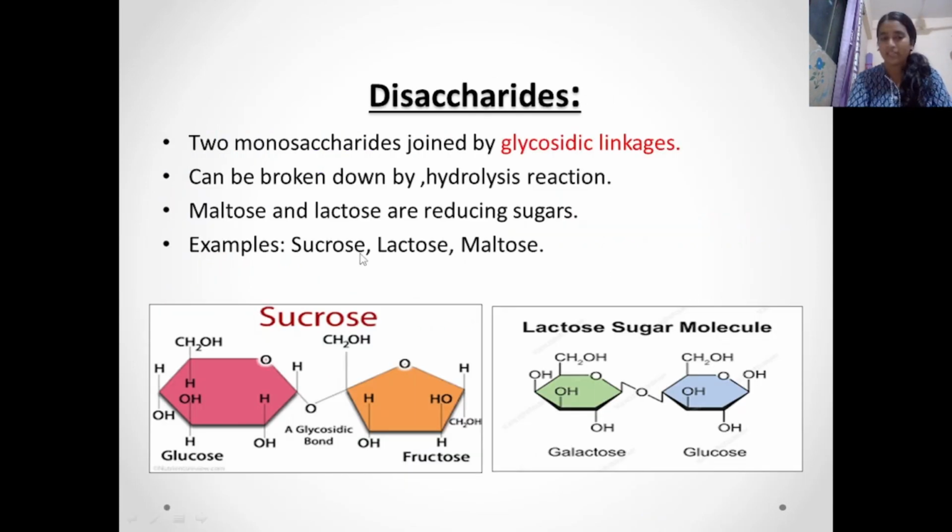Then we have disaccharides. Disaccharides are the molecules which are formed by joining of two monosaccharide units. And how are these monosaccharide units joined? These are joined because of glycosidic linkages. Glycosidic linkages are formed when a water molecule is lost. So a dehydration reaction helps in formation of glycosidic linkages. These glycosidic linkages can be broken down by hydrolysis reactions. Now, when we talk about disaccharides, these are divided into two types, that is, reducing sugars and non-reducing sugars.